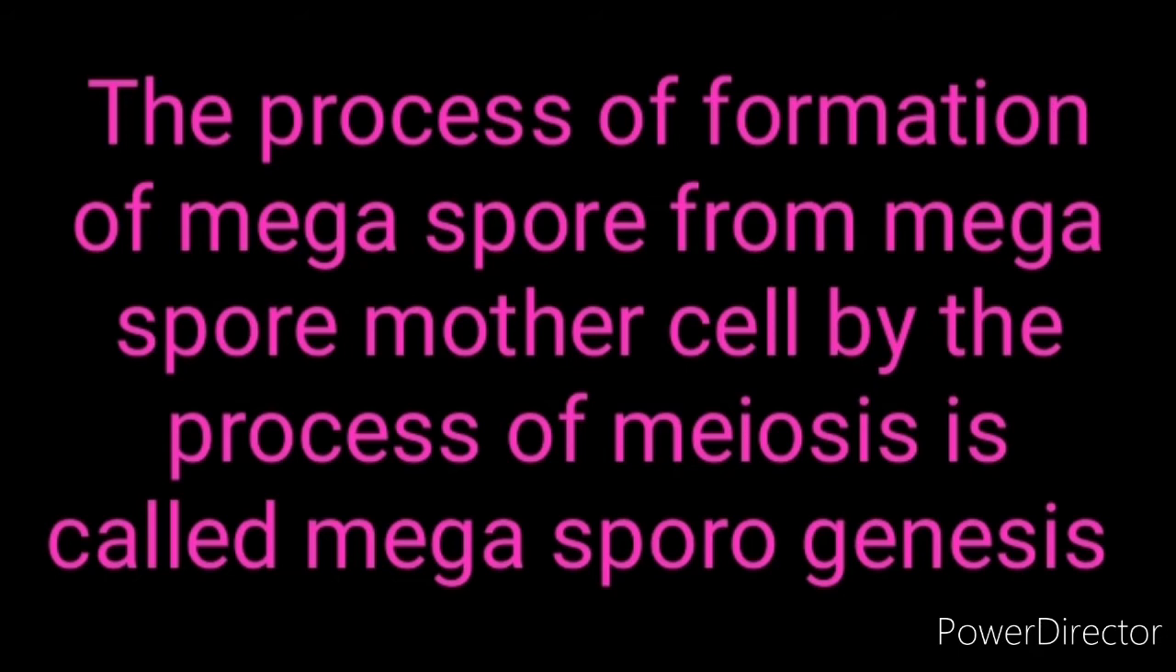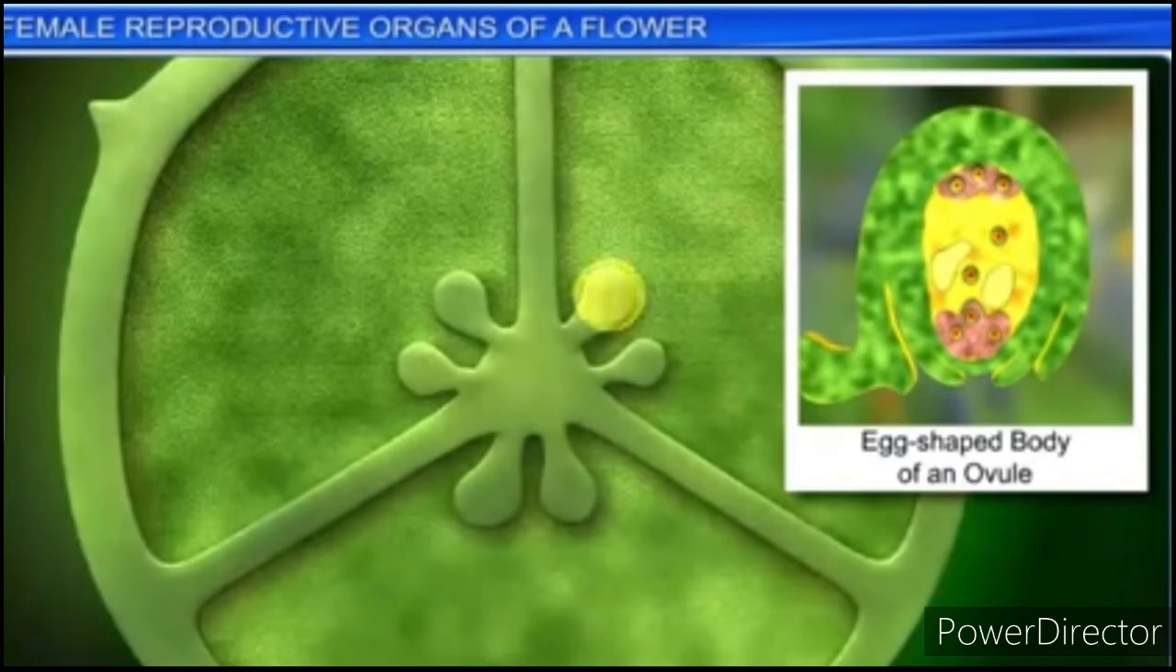First, megasporogenesis: the process of formation of megaspores from the megaspore mother cell by the process of meiosis is called megasporogenesis. Meiosis is also called the reductional division. So automatically four megaspores will form. The process of megasporogenesis occurs in the megasporangia or the ovules present inside the ovary.